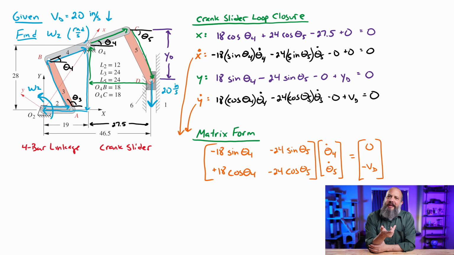Of course, before I can push this into my calculator, I need to actually solve for these angles, theta 4 and theta 5. Of course, we have the vd is 20, right? That was the given, the inches per second for point D. So I can just put in that number, negative 20 over there.